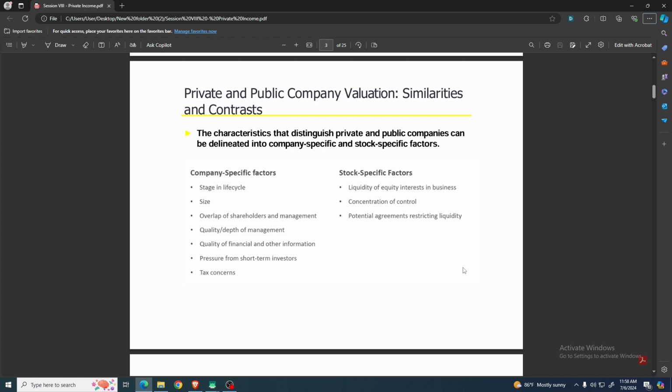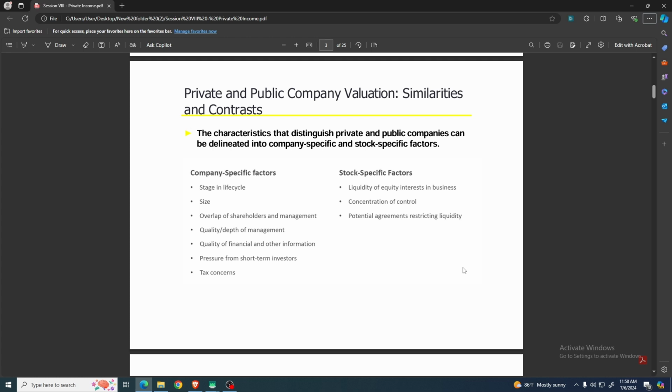Then the concentration of control. Private companies often have concentrated ownership, which can lead to significant control by a few individuals or entities. In contrast, public companies usually have dispersed ownership among many shareholders. A private equity firm owning a substantial stake in a private company has considerable influence over its strategic direction, unlike a public company, where control is more distributed among numerous shareholders.